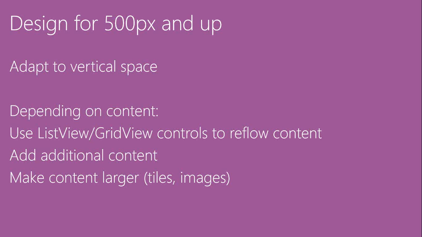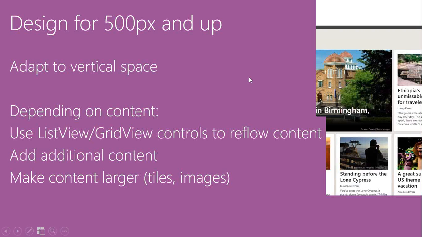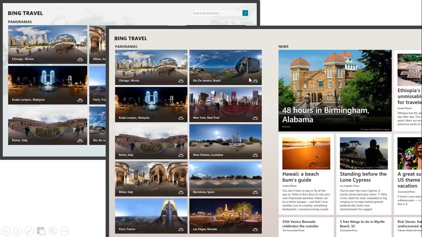Another thing that you can do over here is make the content larger or smaller according to how the content is to be viewed. Whether it's in image format, or whatever format your content is in, you can resize it a little, make it larger or smaller. You can use additional content, or you can use list view or grid view for proper content reflow. These are some of the tips that you can use if you're adapting your application for a vertical space.